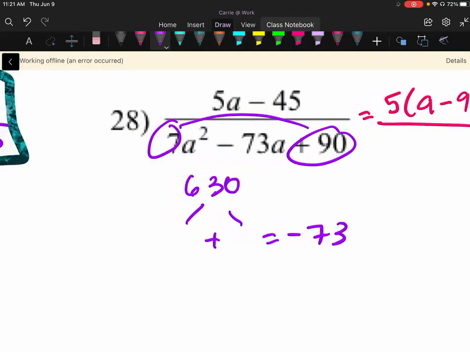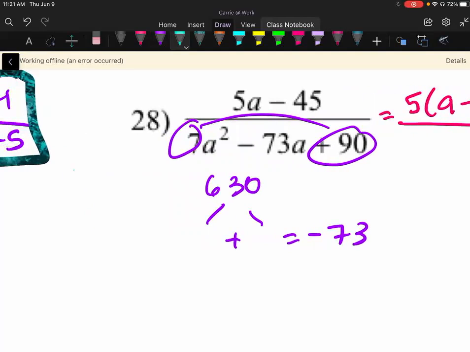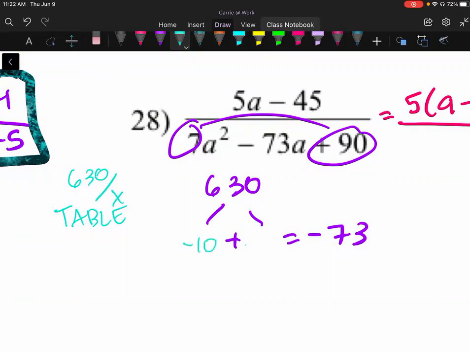So again, I'm going to go to a graphing calculator. You could use Desmos if you wanted. I'm going to type in 630 divided by x, and I'm going to be looking at the table for these factors. So let's go type it in, 630 divided by x, and go to the table. All right, I want it to equal -73, so I already know I'm going to be going in the negative direction. And let's see. All right, I found -10 and negative 63. All right, so now we're going to rewrite this.